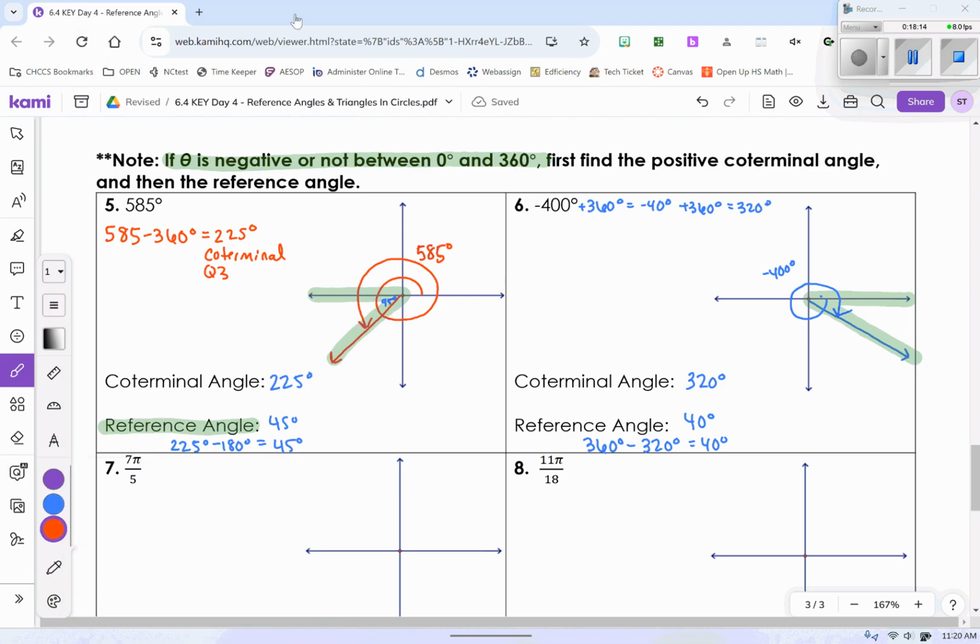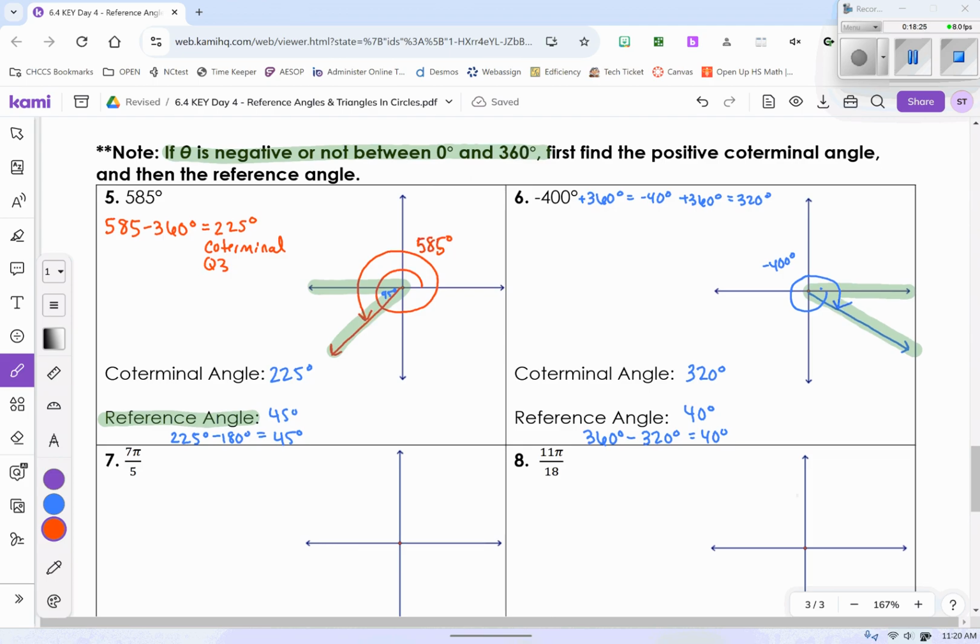And then the reference angle is just that distance from here to here, which is negative 40 degrees, but we don't use the negative, again, because it's a reference angle, so we just say that the reference angle is 40 degrees.